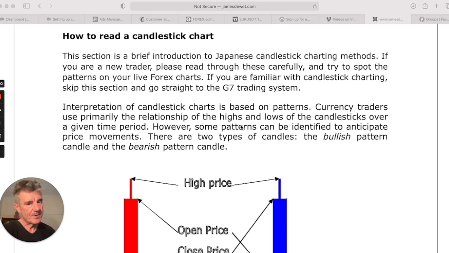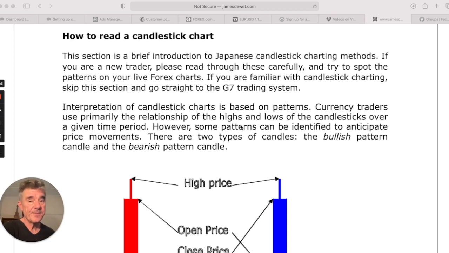It just so happens that I've got a wonderful book, the G7 Trading System ebook, and in this book I've got a section on candlestick charting. So I'm going to go through this with you, and at the end I'll add anything that I think may have been omitted or that needs further clarification hereafter. So let's get right into it.